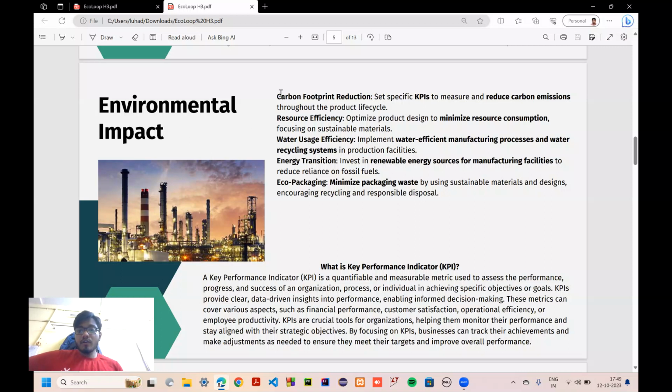The other factor which Apple has focused upon is the environmental impact. Apple has incorporated environmental impact in its operations by thinking about carbon footprint reduction, increasing resource efficiency, water usage efficiency, energy transition, and packaging, maintaining eco packaging and minimizing packaging waste. Explaining some of them, let's start with carbon footprint reduction. They have set specific KPIs to measure and reduce carbon emissions throughout the product life cycle. Similarly, for energy transition, it has invested in renewable energy resources for manufacturing facilities to reduce reliance on fossil fuels.